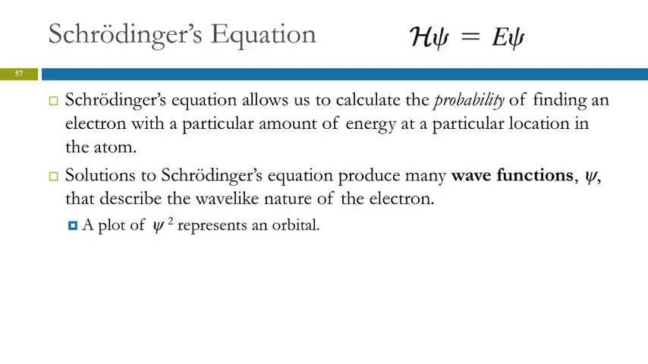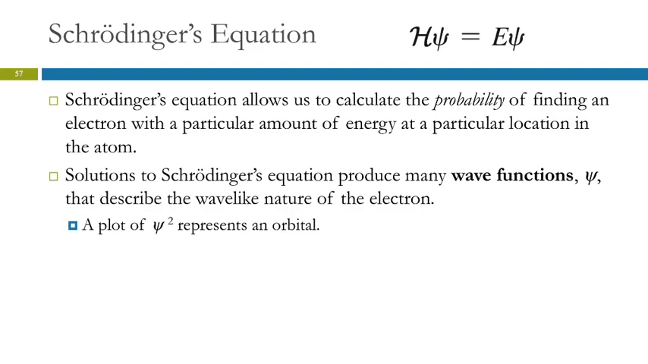Schrödinger, same Schrödinger of Schrödinger's cat. Schrödinger had an equation, and this allows us to calculate the probability of finding an electron with a specific amount of energy at a particular location in the atom. It doesn't allow us to calculate exactly, but it allows us to calculate the probability.